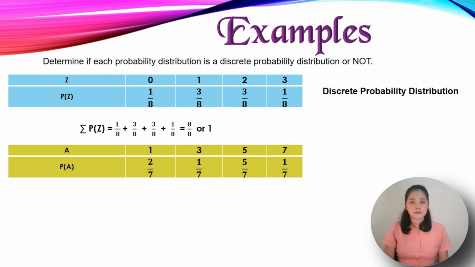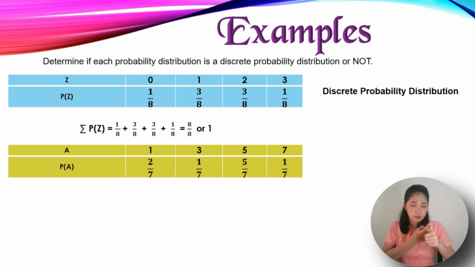So again, the first property is that they must be equal to 0 or 1, or they must be between 0 and 1. 2/7, 1/7, 5/7, and 1/7 are between 0 and 1. So it satisfies the first condition or the first property.